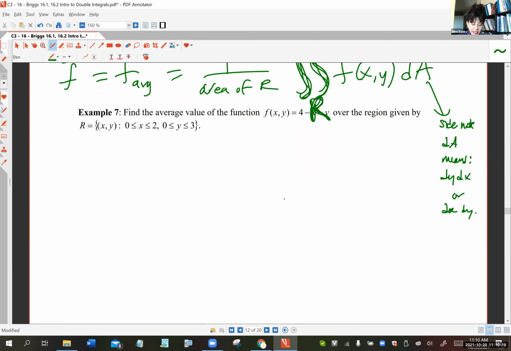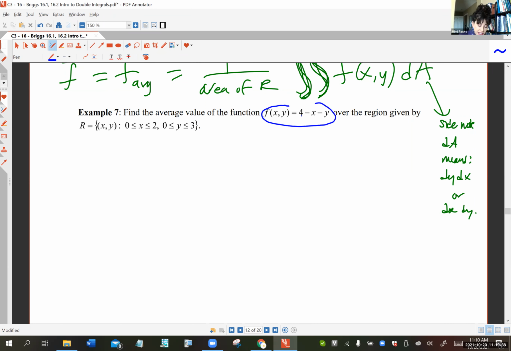Okay, we're going to do an easy average value problem. We're just going to find the average value of this function. My erase tool is not working, sorry. Come on, erase tool. There you go. 4 minus x minus y. That's the function we'd like to figure out the average value.